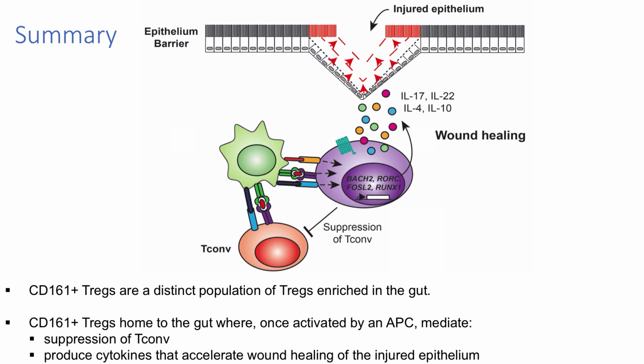So to sum up what we have shown in this paper, by using an integration of multiple techniques to try and validate whether this is a population which is distinct from a population of Tregs, we were successful in showing that this is a population of distinct memory Tregs controlled by a series of transcription factors, which leads to the generation of multiple cytokines upon activation, which help wound healing within the gut.